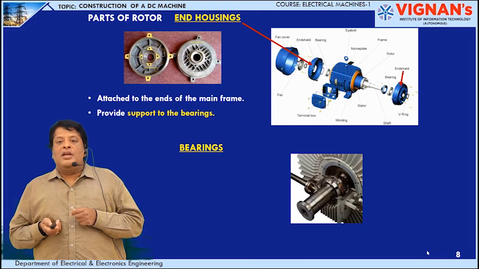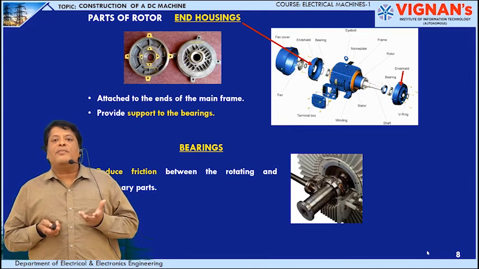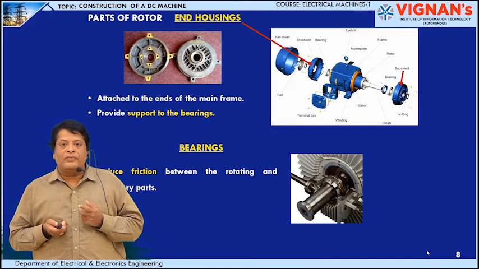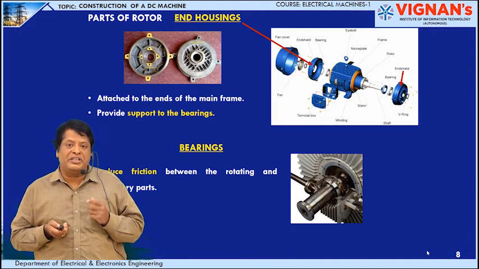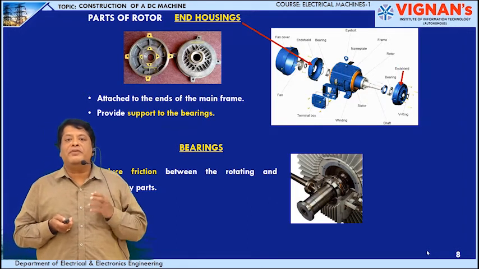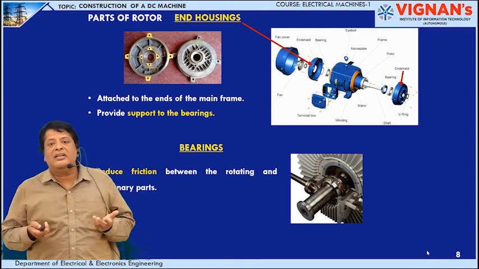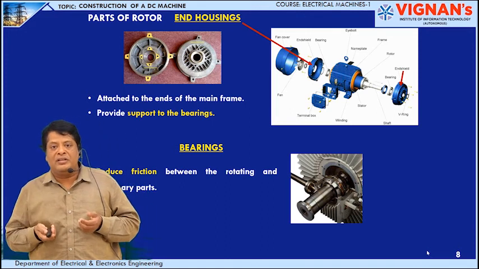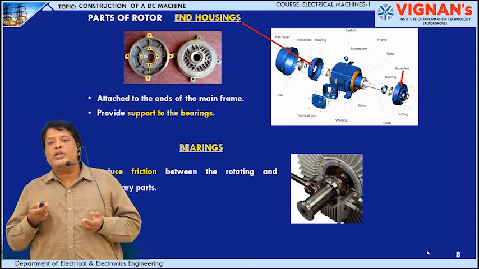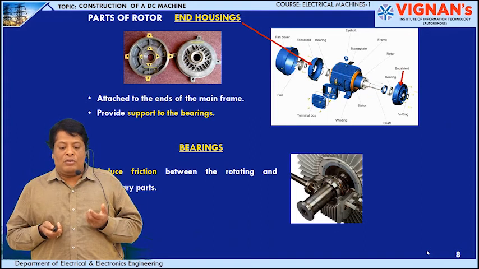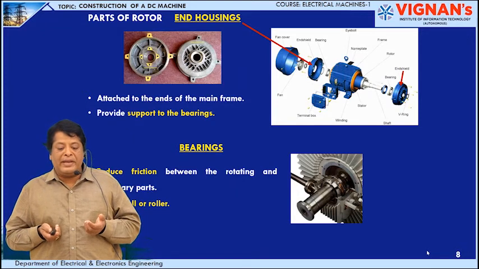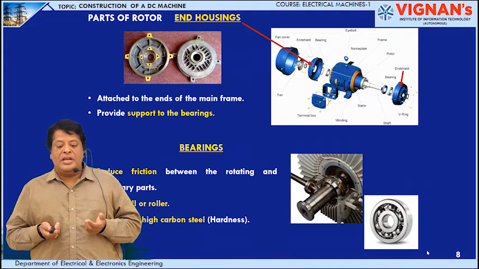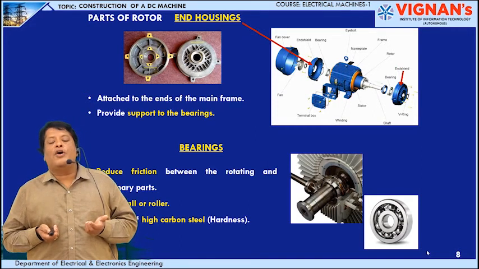Next, bearings. Generally the rotor is rotating. Suppose the bearings are not there, then there is a lot of friction between the rotating part and the stationary part. Whenever we use bearings between the stationary part and the rotating part, we can reduce the friction loss in a machine. There are two types of bearings: roller bearings as well as ball bearings. You can see in the diagram also. It is made of high carbon steel.